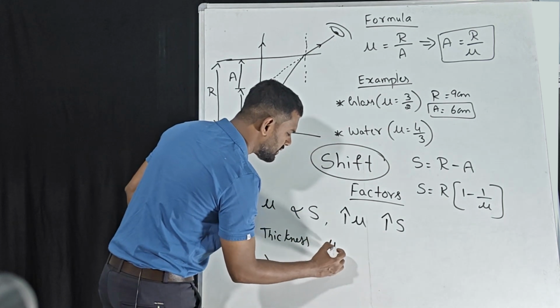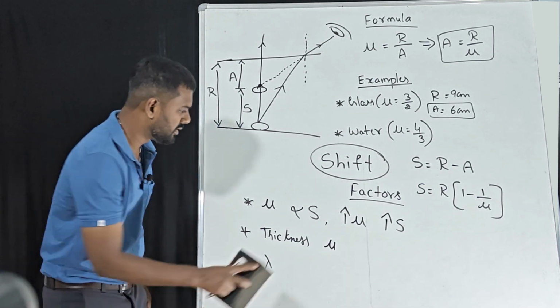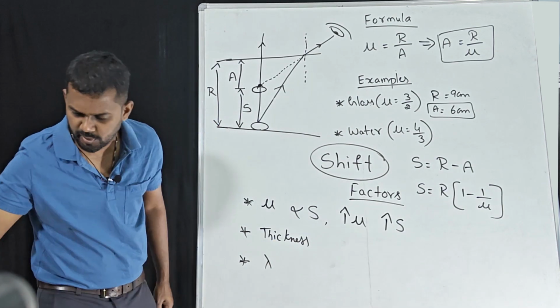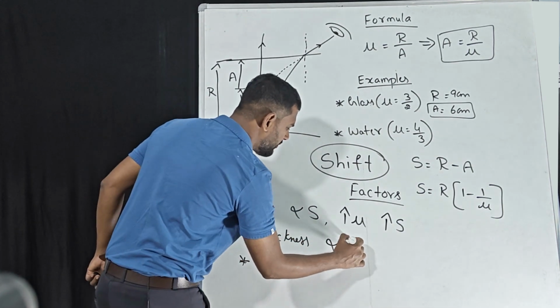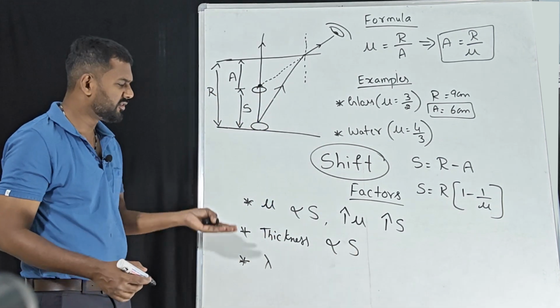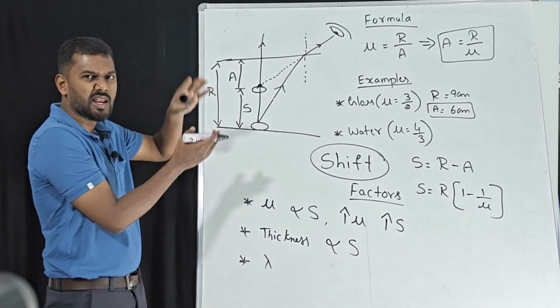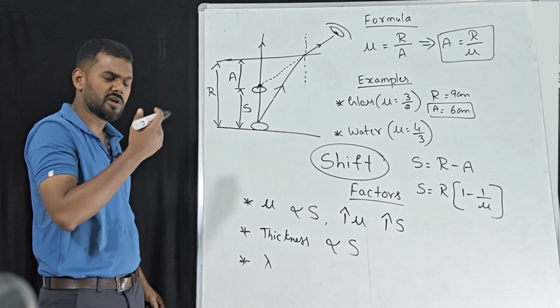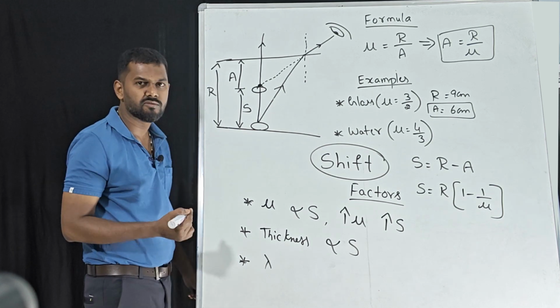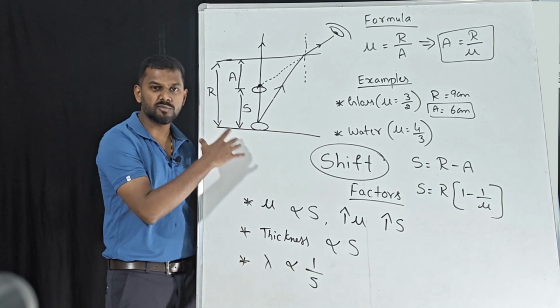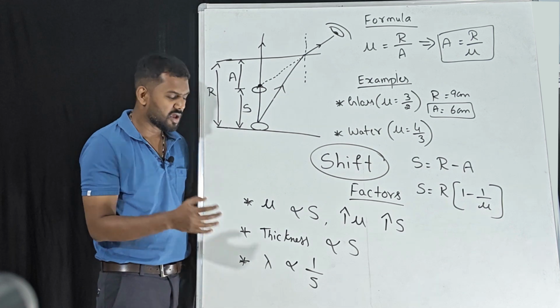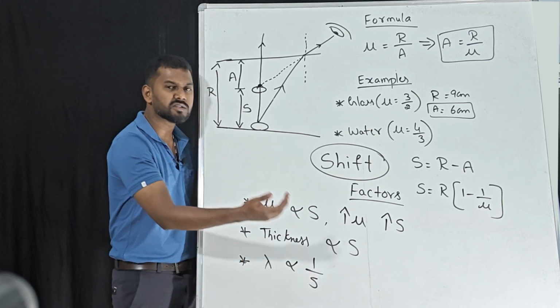Again, thickness is directly proportional to shift. If the thickness of the glass slab increases, shift also increases. Next, finally, wavelength. Wavelength here, when it comes to light, we are talking about colors. For different colors, different shift will be there.